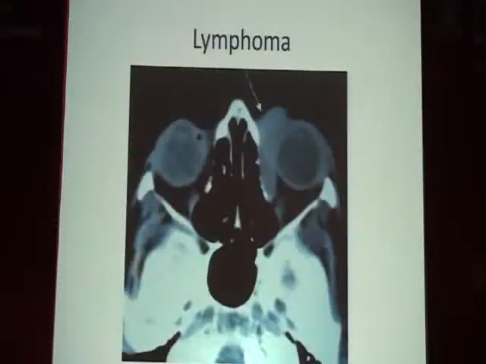So lymphoma is another orbital tumor which really wraps around the orbital structures very nicely, and therefore it doesn't cause any bony changes. But the final diagnosis of lymphoma rests on histopathology.